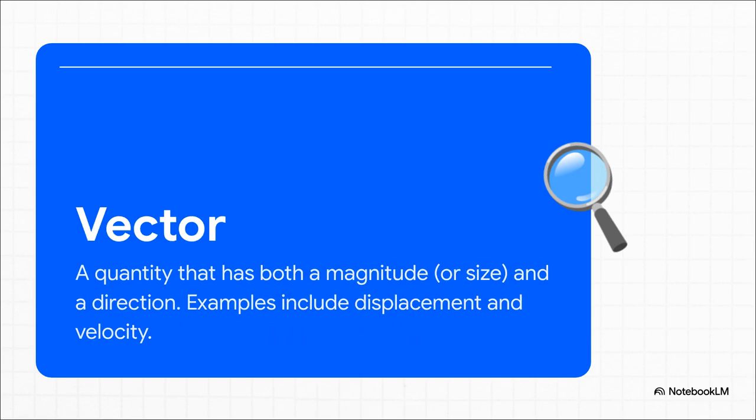And then, of course, we have the vector. And this is where direction becomes absolutely essential. It's the classic difference between speed and velocity, right? Speed is a scalar. You're going 60 miles an hour. Cool. But velocity, that's a vector. It's 60 miles an hour due north. See the difference? One just tells you how fast. The other tells you how fast and where you're going. And that right there is the key.